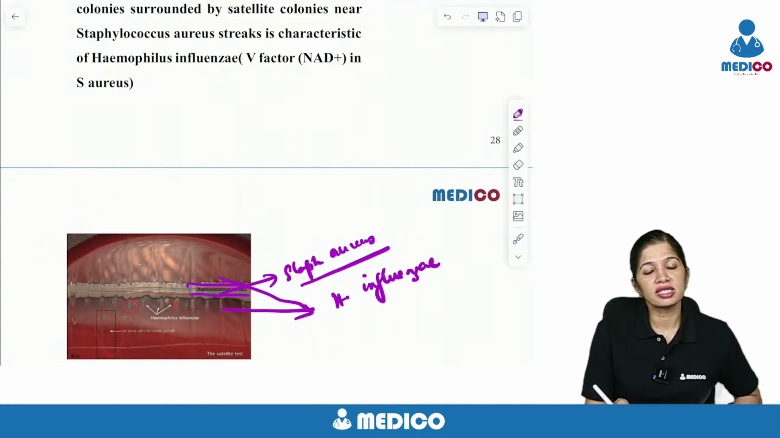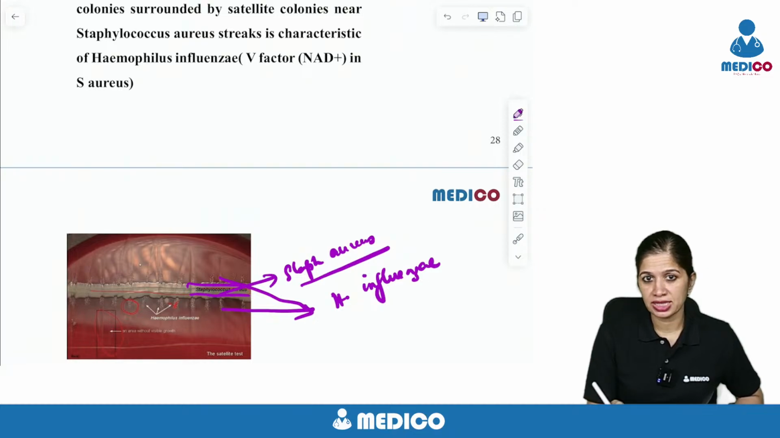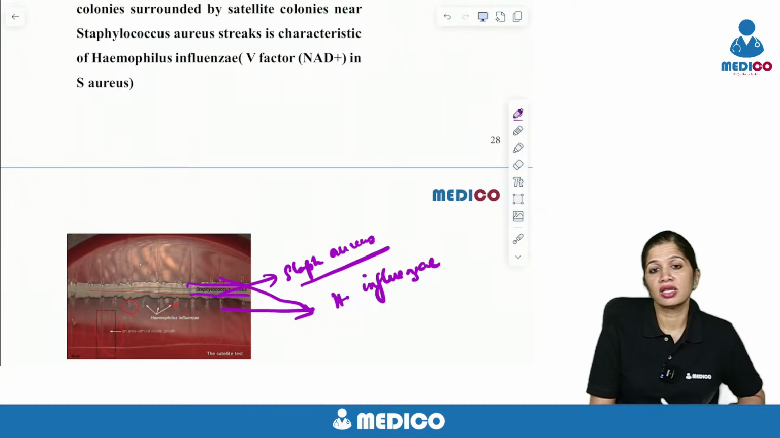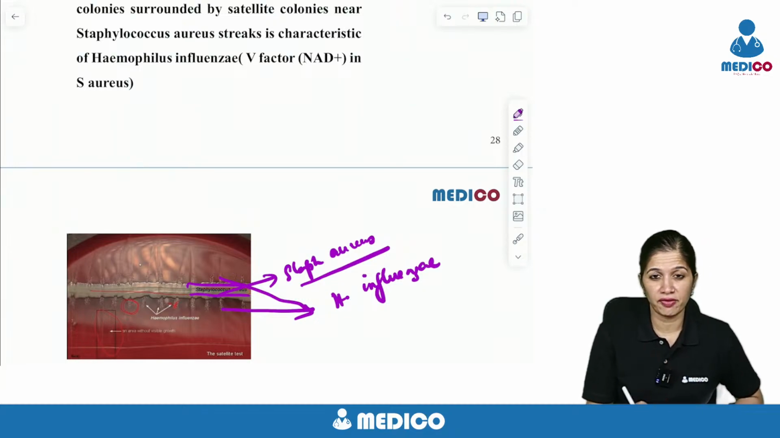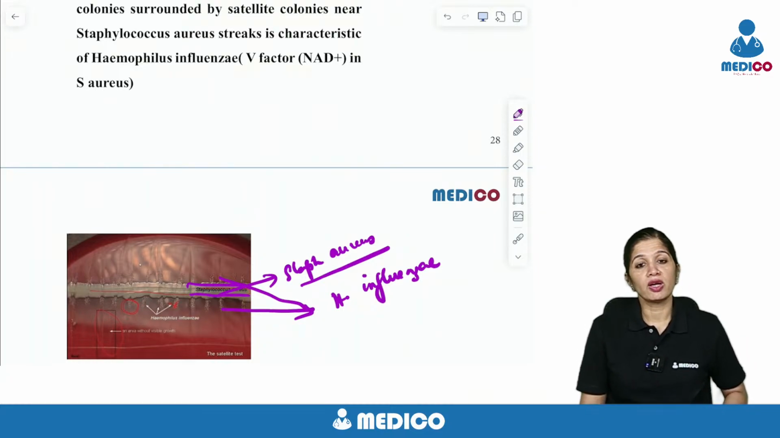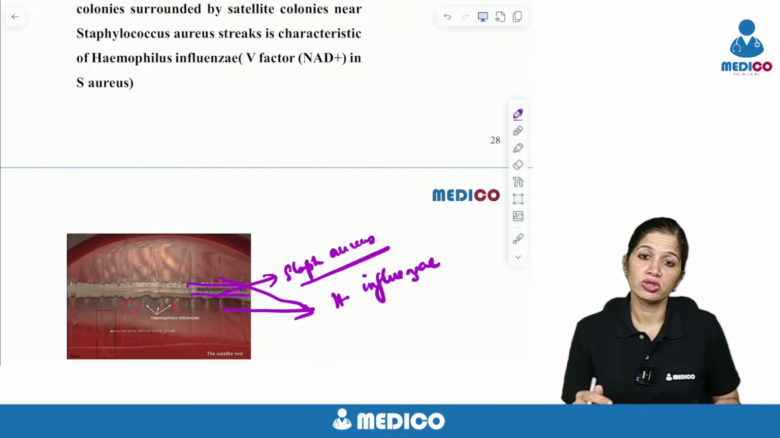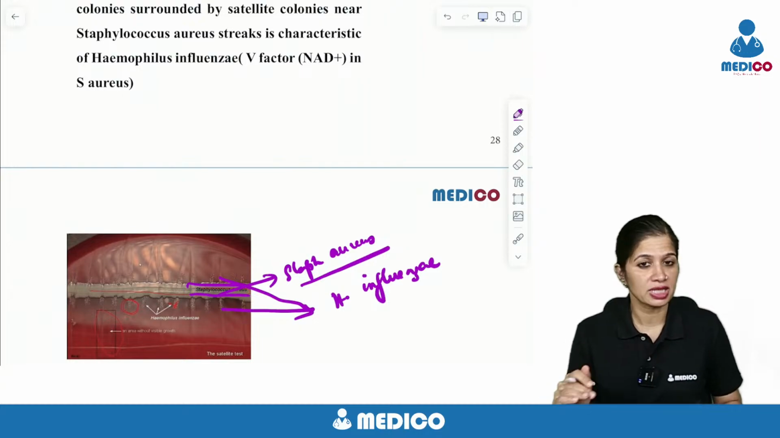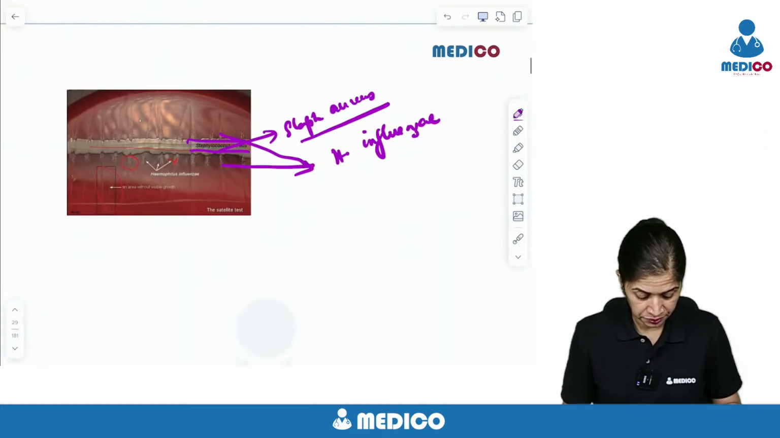Another reason that they say is that the staph releases beta lysin, which causes lysis of RBC. And inside the RBC, you have got this NAD, that is, NAD factor is also there inside the RBC. So whatever be the reason, it is because of the presence of NAD plus that you are able to see this. Okay, NAD plus released by Staph aureus as well as RBCs.